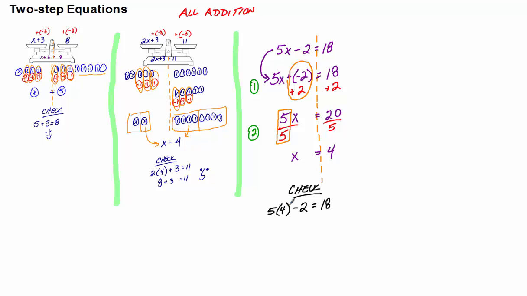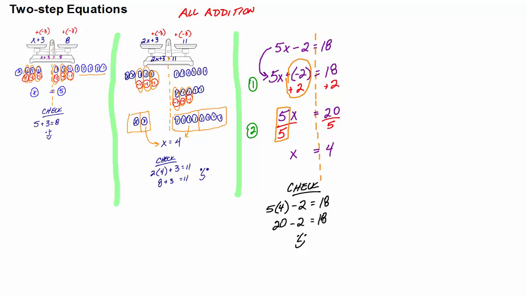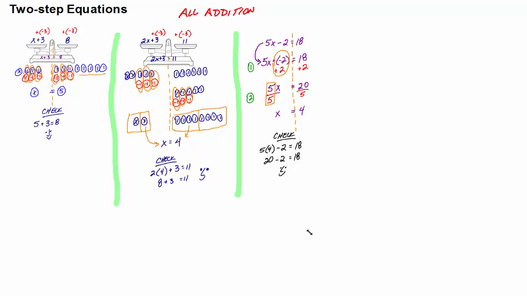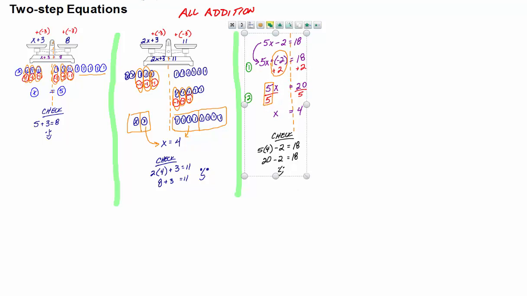Order of operations, 5 times 4 is 20. 20 minus 2 is 18, and we know that that problem works. All right, let's get ready for another problem. So let's go ahead and shrink this one up a little bit. Kind of stick it off to the side some and get ready to do another.